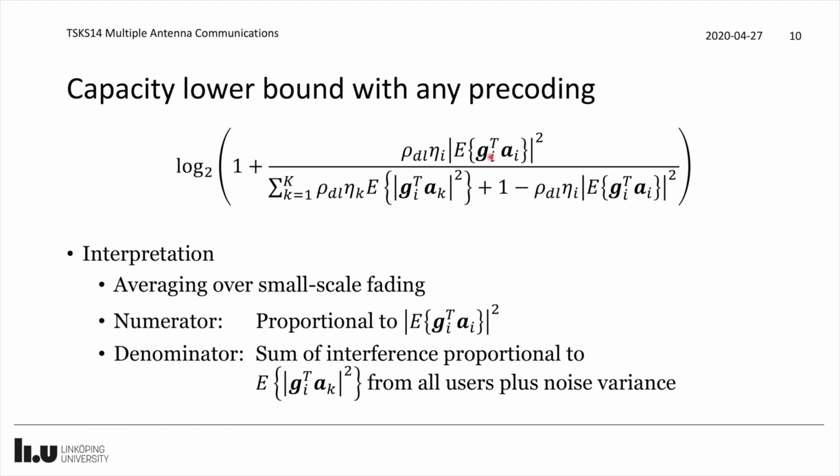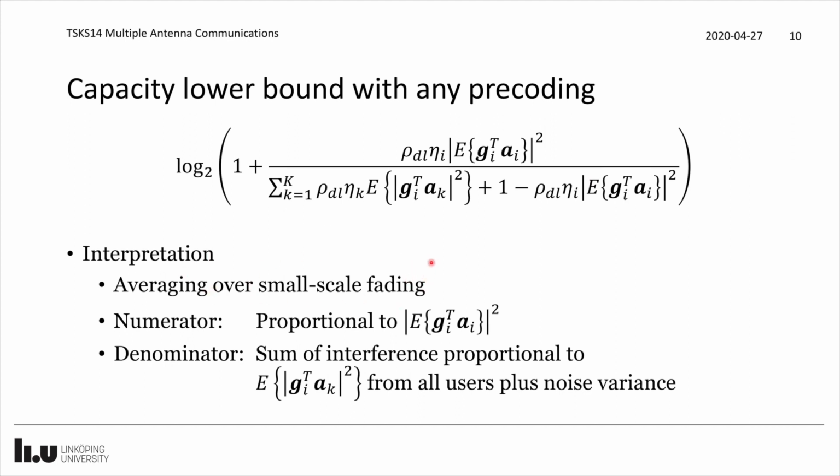And in the denominator, what do we get? Well, we actually get the total power of all the received signal. That is this term here. And then we subtract the part that is in the numerator. So this is what we get by computing the variance of the W. And all these expectations here are computed as averaging over the small scale fading.